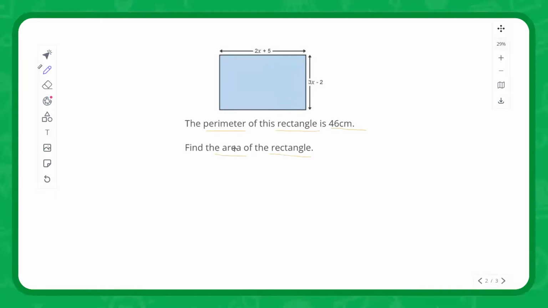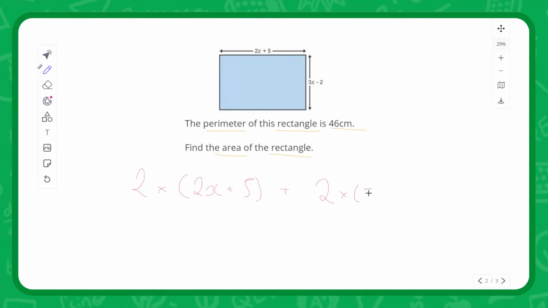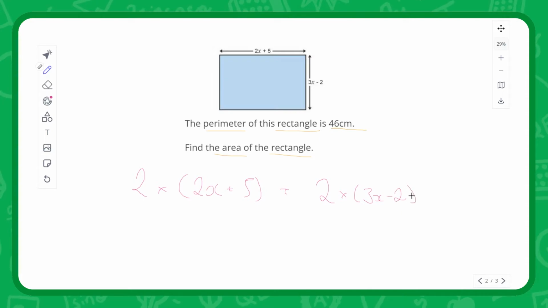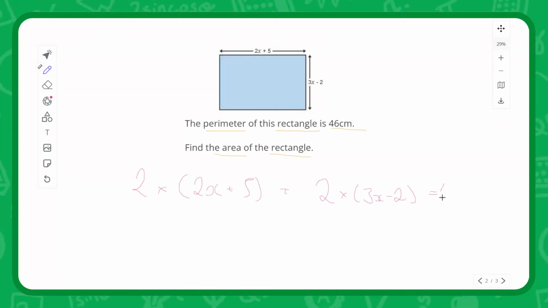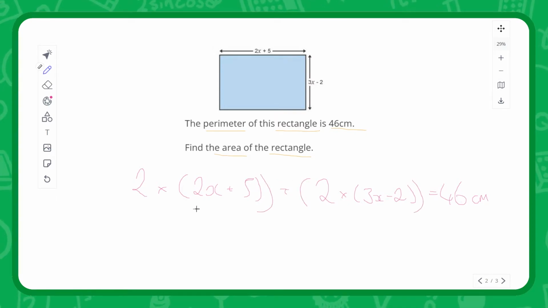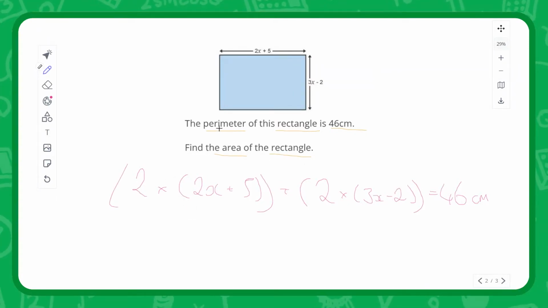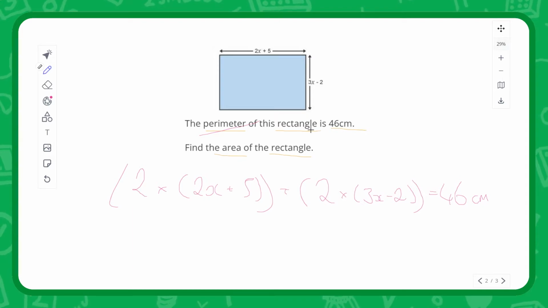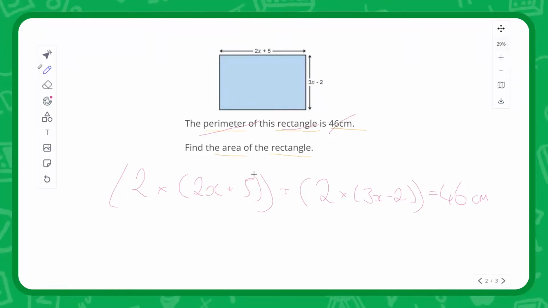So first of all, information we need. Everything's fairly immediately already there. So in this case, the perimeter of the rectangle is going to be two lots of 2x plus 5 plus two lots of 3x minus 2. And so once we have that, we know that's going to equal 46 centimeters. And we can immediately cancel out the information that we've used in the question already. We know that we use the perimeter. We know that this is a rectangle. We know we use 46 centimeters.